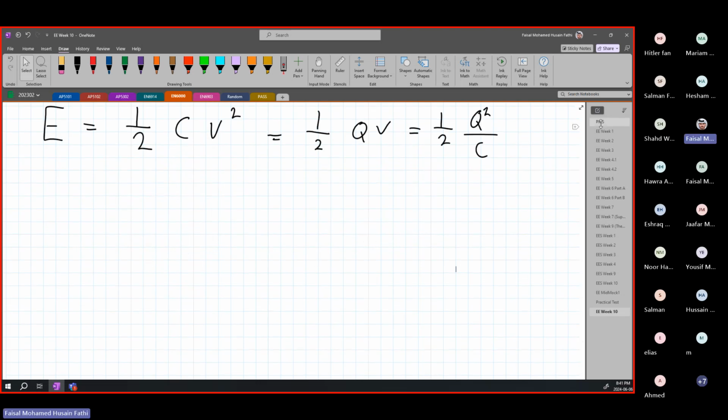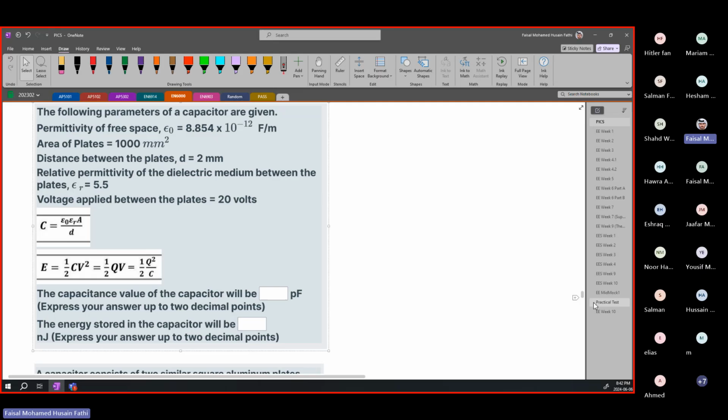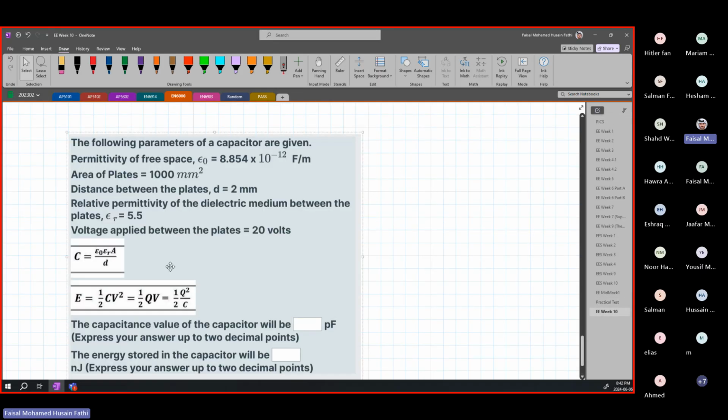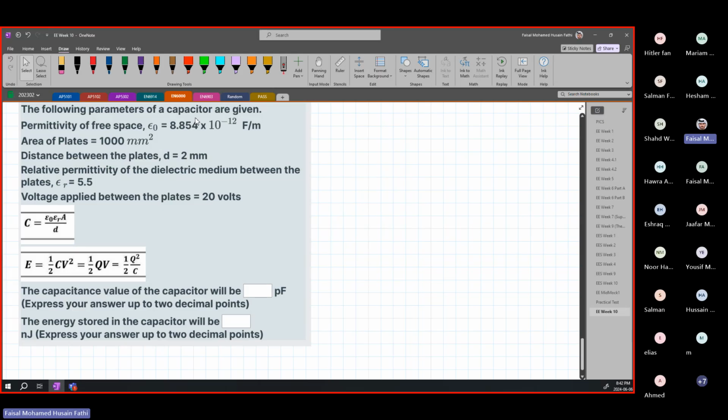Let's actually look at some examples so that you understand what I'm talking about this entire time, and how you might have to solve for something like this. So here it says the following parameters are given. They give you the E0. The area of the plate is 1000 millimeters squared. The first thing you have to do here is convert into meters squared. This is usually the trick when it comes to this. You have to convert this into meters.